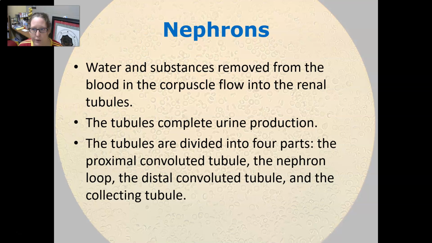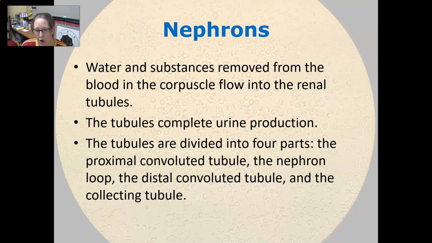So water and substances are removed from the blood into the corpuscle. At the glomerulus, the blood is filtered, and the filtrate flows into the renal tubule. The tubules catch that filtrate, and then adjust its composition until it becomes urine. A lot of what got filtered needs to return to the blood, like glucose, some amino acids, maybe some sodium, and maybe some water. It's going to return what needs to be returned to the blood, and leave what needs to be carried out of the body in the filtrate, which will become urine.